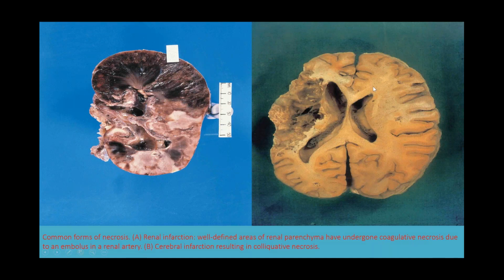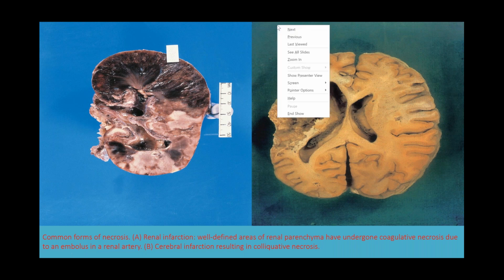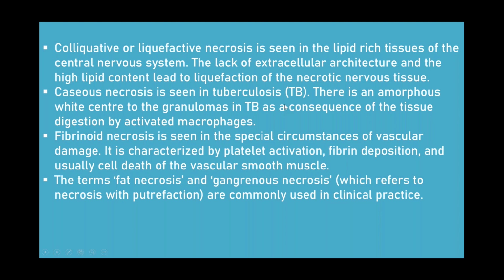This picture shows common forms of necrosis. A is a renal infarction, a well demarcated area, and B is a cerebral infarction. This is about the types of necrosis.